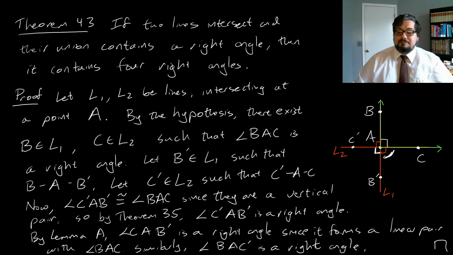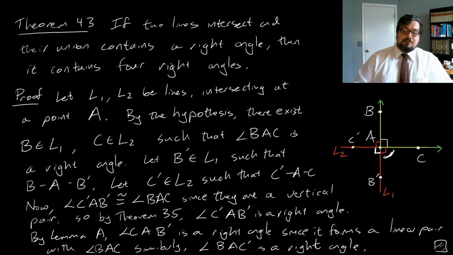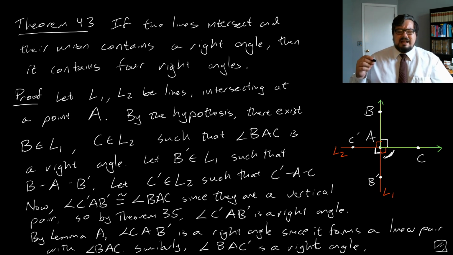And now we're done, because we've shown that we have four right angles: BAC, which we started with, BAC prime, CAB prime, and B prime AC prime. Now, what you may notice here is that, now that we have the lemma, couldn't we have used that to get the angle B prime AC prime without even going through the vertical angle argument?